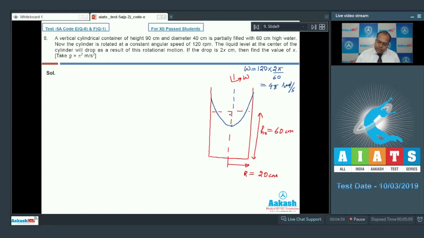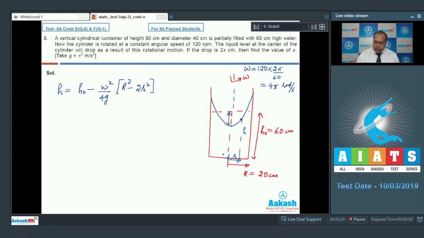Now it is given that this drop is 2x and we have to find the value of x. If I consider the center at the bottom of the cylinder as my origin, the height of the liquid surface from this will be h, at a distance r. Then the equation of this free surface is given in terms of h as h naught minus omega square by 4g into capital R square minus 2r square. This is the result which I am using.